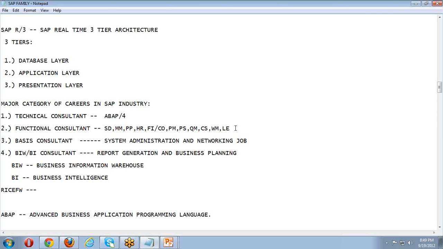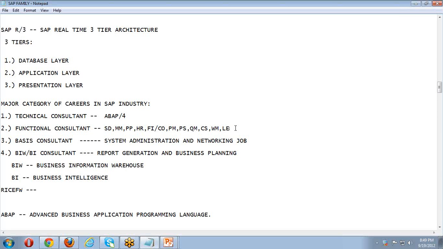Gaps are nothing but the differences between the client asked requirement and SAP license system. So the client is asking something else which is not really compatible in SAP license system. Okay, so that is a gap. That is a difference.